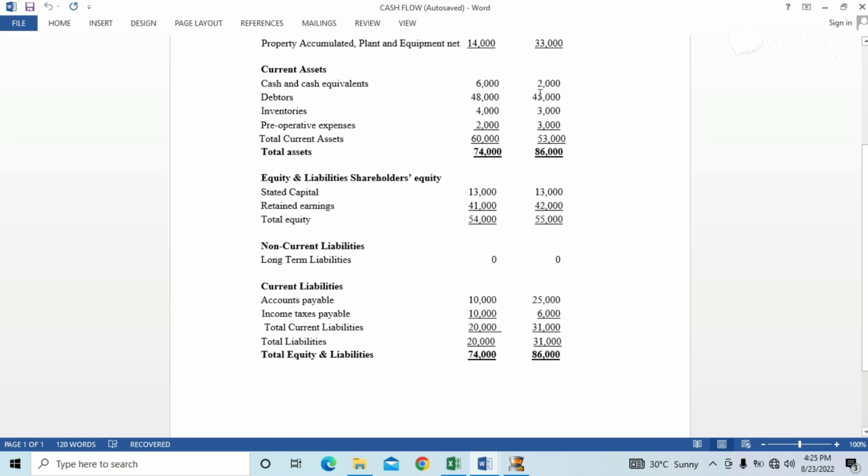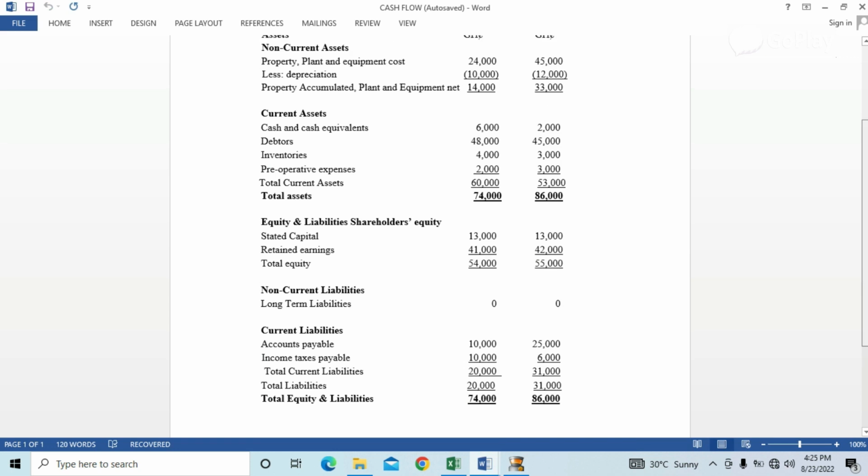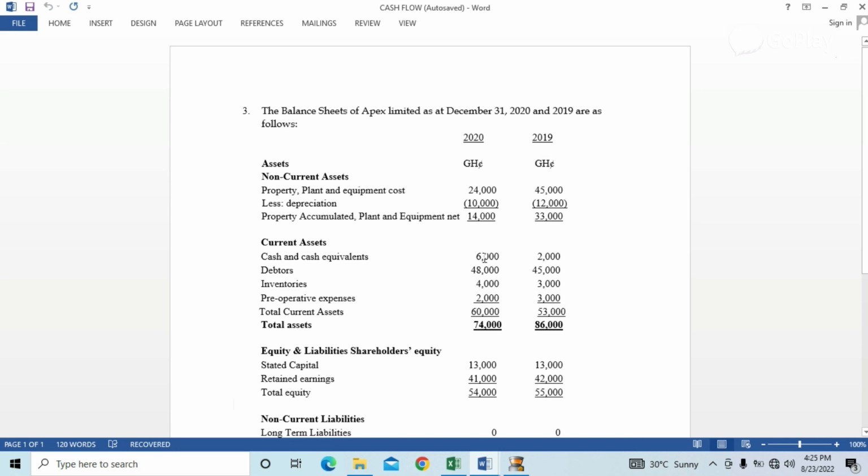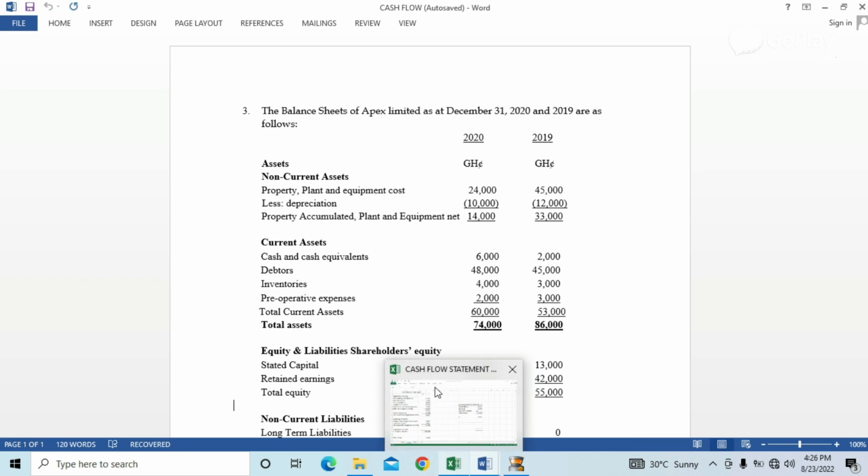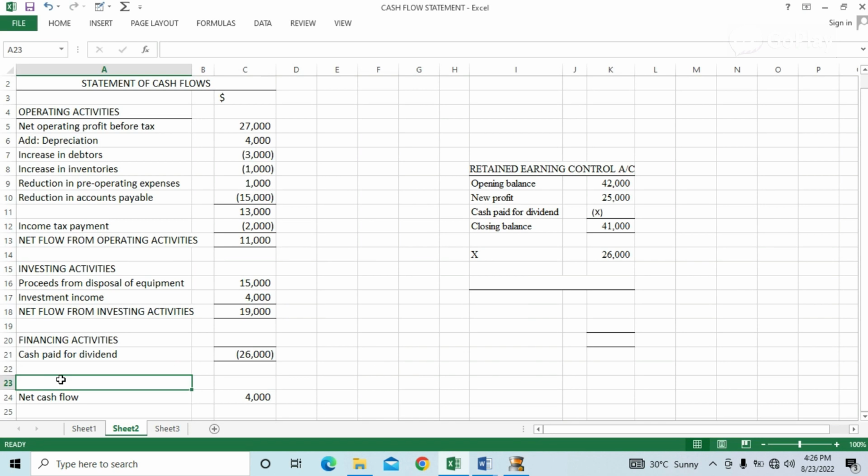How come this 2,000? So let me scroll up for you to see it clear. Yes, so under the current asset, we have cash and cash equivalent. So we have 2,000 at 2019, then 2020 is 6,000. So we are trying to know where the profit of 25,000 that was made went. So the opening cash and cash equivalent is the 2,000 cedis here. So I'll then move back to summarize my table. So I have opening cash and cash equivalent, and that one was 2,000.